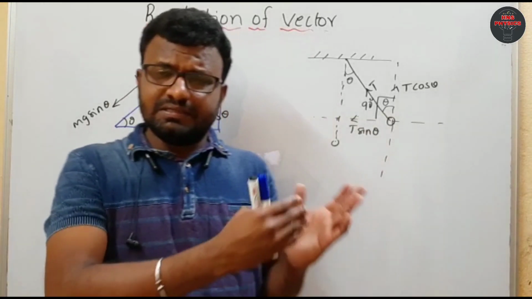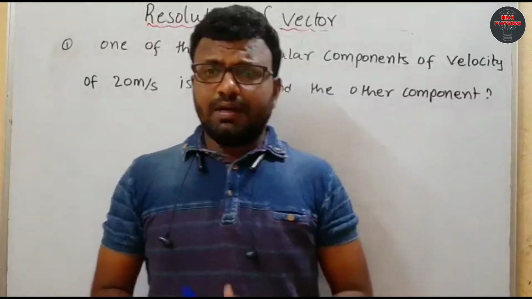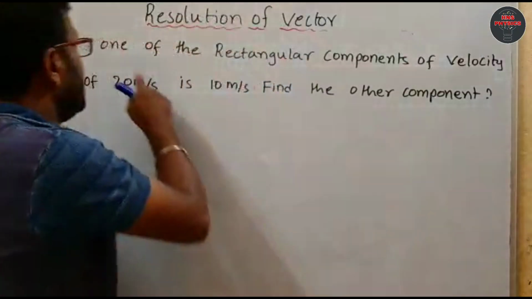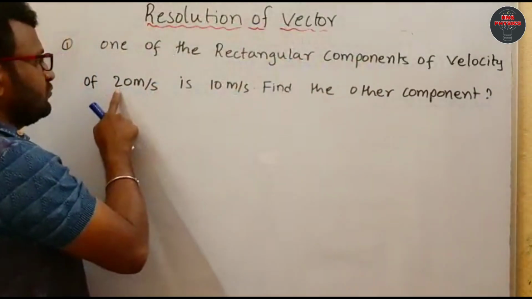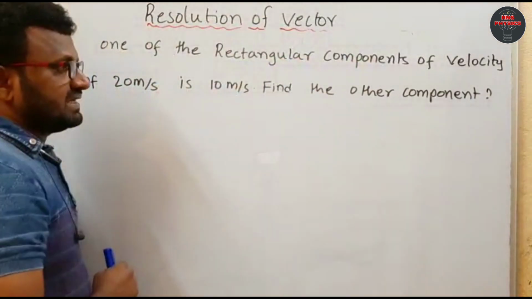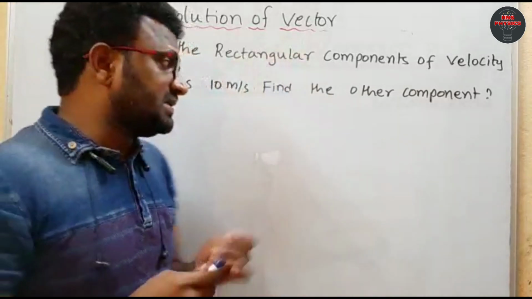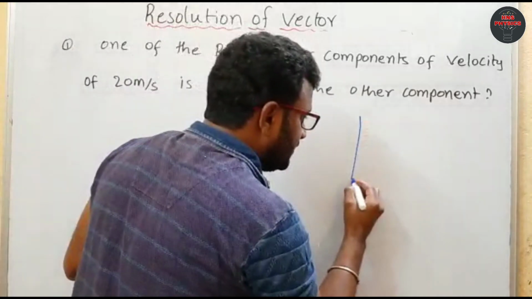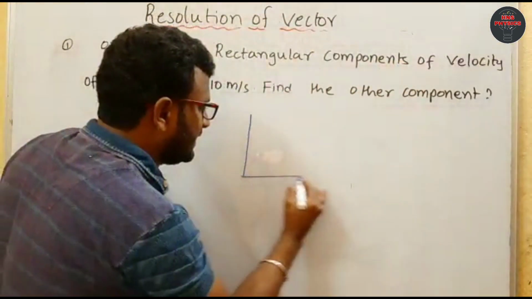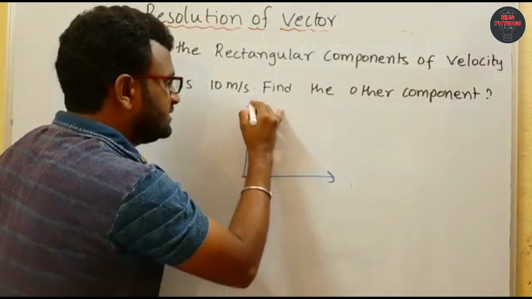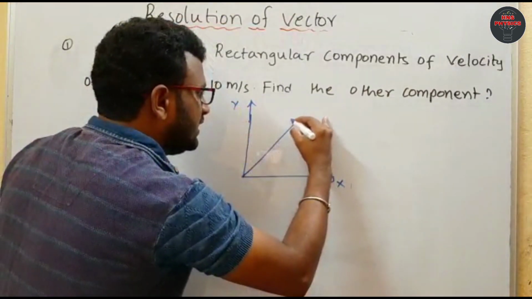Based upon this resolution of vector, we can see the numerical problems. Now the first question, what is given here? One of the rectangular components of a velocity of 20 meter per second is 10 meter per second. Find the other component. First of all, what is meant by rectangular components? Already, as we discussed in the concept, if you take x, y, this is nothing but a velocity, right?